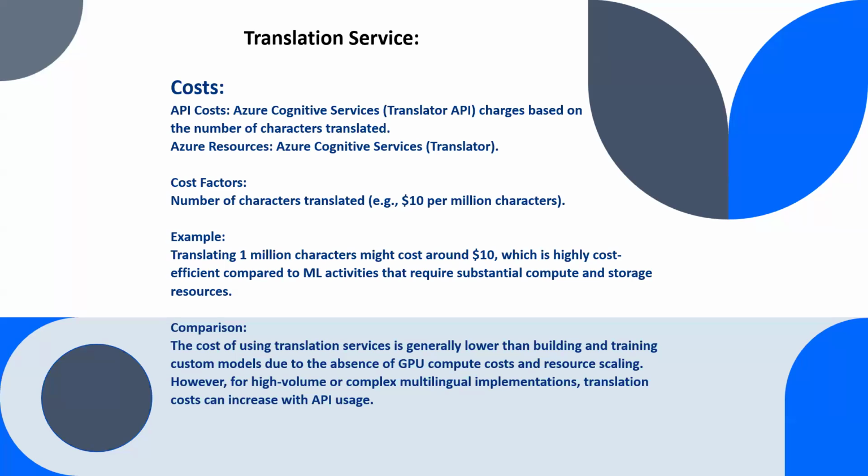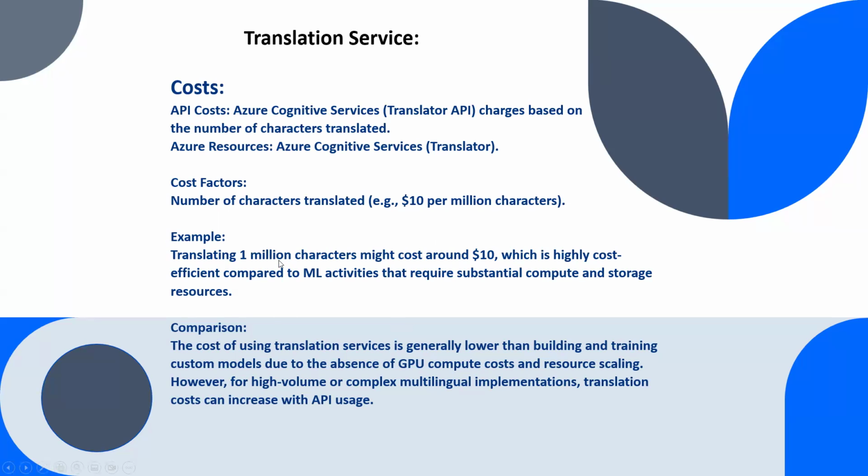All right, so to analyze the costs involved in translation service. API costs: Azure Cognitive Service charges based on the number of characters translated. Sorry, I previously said number of words. It's actually number of characters. And then Azure resources: Azure Cognitive Services translator. That's the only resource that we require here. Cost factors: number of characters translated. For example, $10 per million characters. That's way cheaper than implementing an ML model.